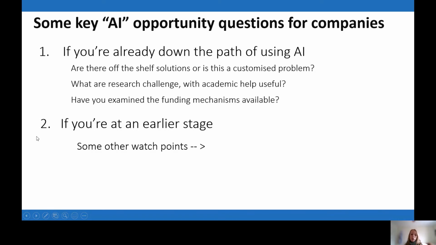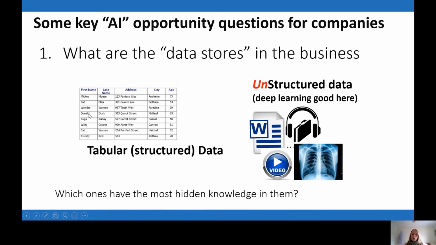Now, if you're a company where you're at a much earlier stage, where you know that there are improvements to be made from AI, but you haven't yet engaged in the whole process of looking at what the opportunities are in detail, some watch points that I would suggest are, firstly, ask yourself, what are the data stores in the business? Where is the data in your business that needs to be put through further analysis?